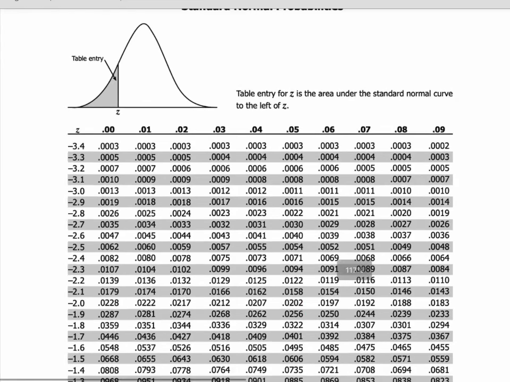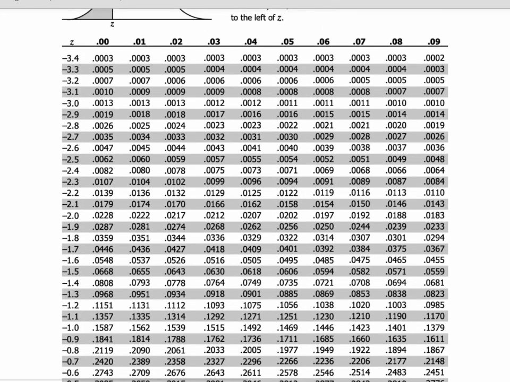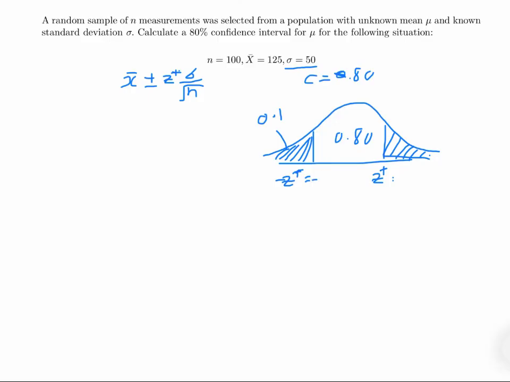0.100. You see this is the closest number to 0.100. Therefore, what is the z value corresponding to this? Negative 1.28. So this one is negative 1.28, and this one is positive 1.28. So just plug the numbers in now.